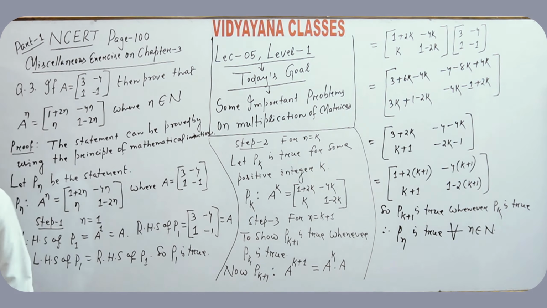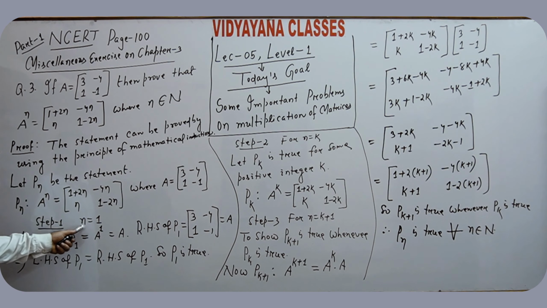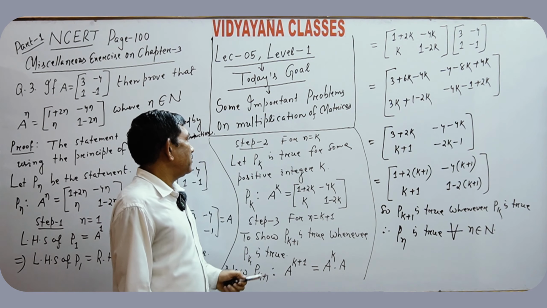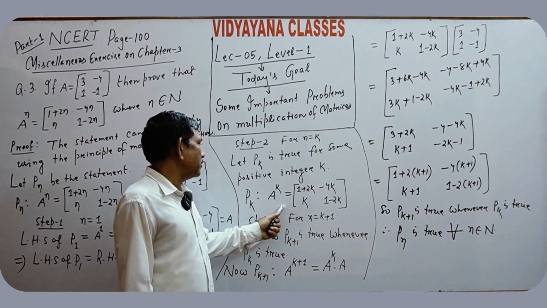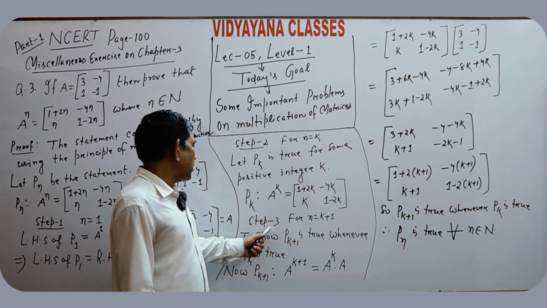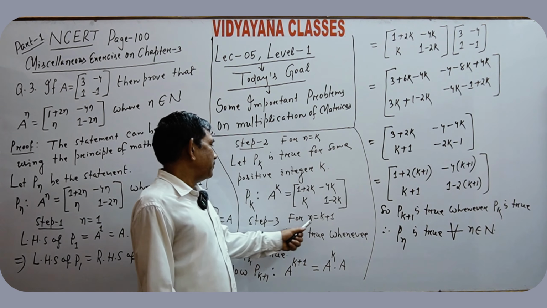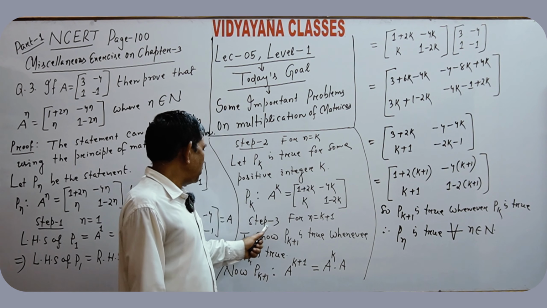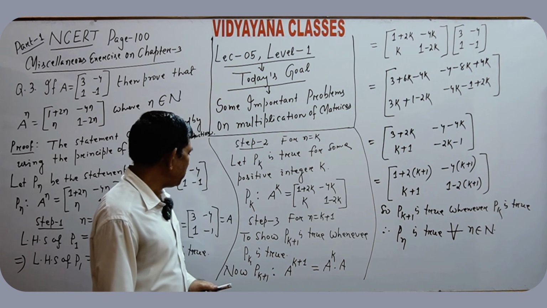In mathematical induction, we use 3 steps. The first step must be proved. In first step, we have proved it is true for n is equal to 1. In second step, we assume P(k) is true for some positive integer k. It is assumed that the statement is true. In third step, we will prove the statement is true. In step 3, we will show that P(k plus 1) is true whenever P(k) is true.